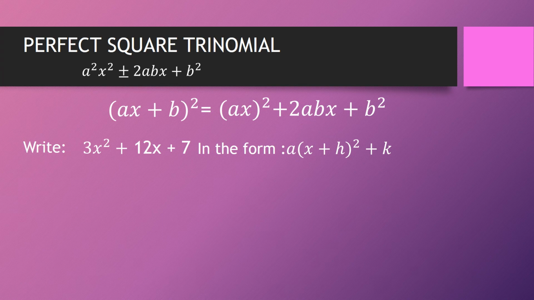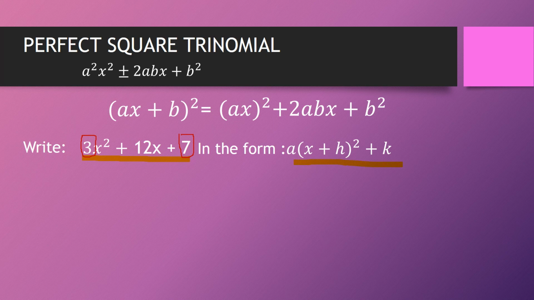Another example. In this case, it's different, because you see now in this case, 3 is not a perfect number, 7 is not a perfect number. Then finally, this expression is not a perfect square. But the question is, write this expression in this form. What do I have to do?